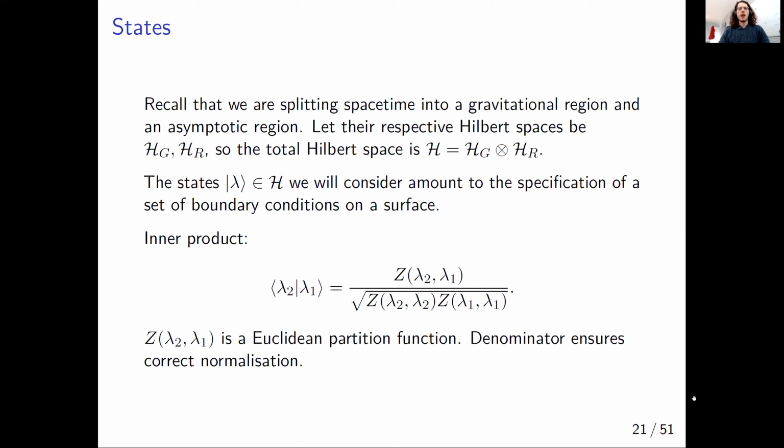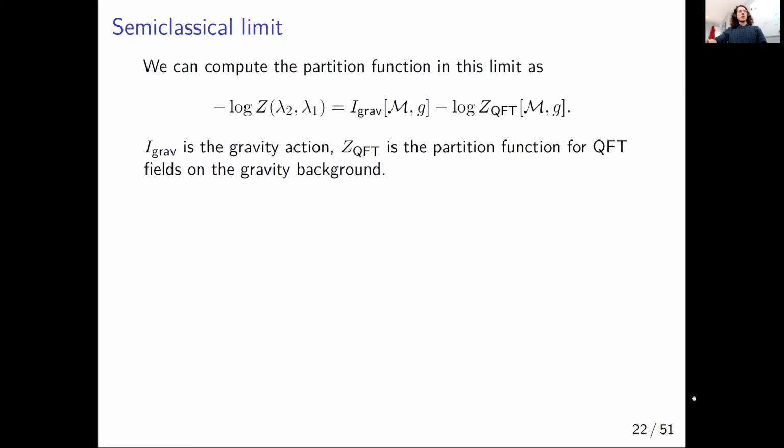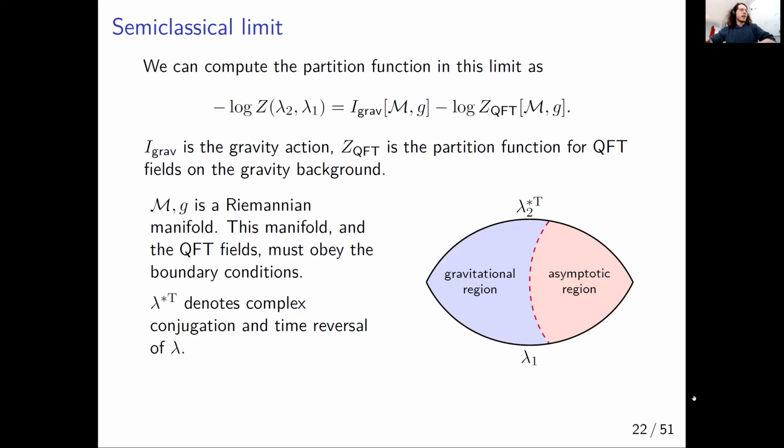And it's just simpler to start from the Euclidean perspective. So we can compute the partition function in the semi-classical limit in terms of an effective gravitational action and a partition function for the quantum fields on a gravitational background using this formula. So M here is a manifold with metric G, and this manifold of metric, as well as all of the fields, have to obey the boundary conditions lambda1 in the Euclidean past and lambda2 in the future.